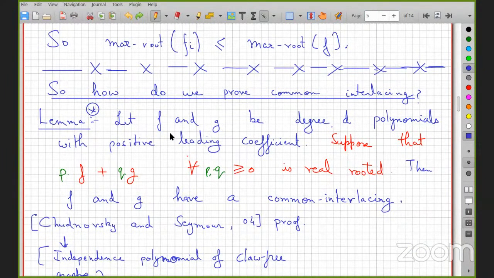This also implies, by the same thing that you just said, that if I have n polynomials and every convex linear combination of them is real rooted, then all of them have a common interlacing, right? Because if every convex combination of the n polynomials is real rooted, then that's true for every pair also, and so every pair has a common interlacing. And then, as I said, if every pair has a common interlacing, then the full set also has a common interlacing.